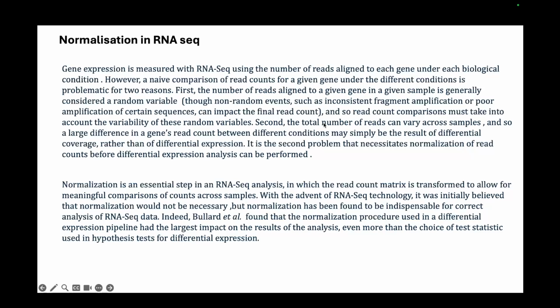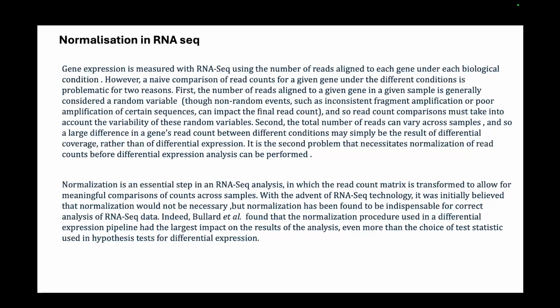Second, the total number of reads can vary across samples, as I was saying. So a large difference in a gene's read count between two different conditions may simply be the result of differential coverage rather than differential expression. It may be possible that one set of samples has been sequenced at a certain depth and another set at a higher depth. So while comparing the expression profiles of two RNA-seq datasets, we need to keep those confounding variables in mind. It is this second problem that necessitates the normalization of read counts before differential expression analysis can be performed.